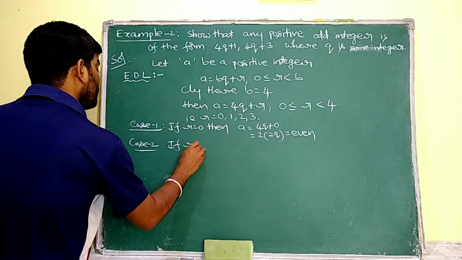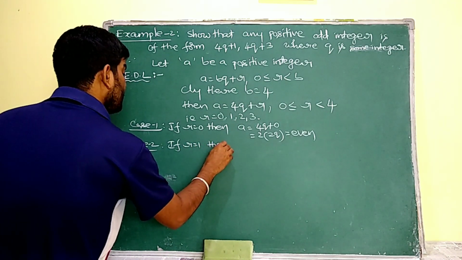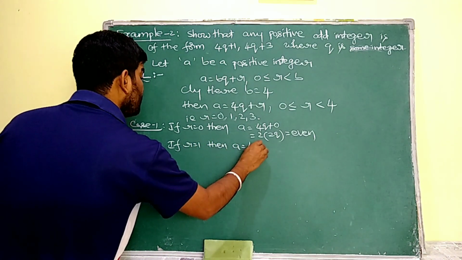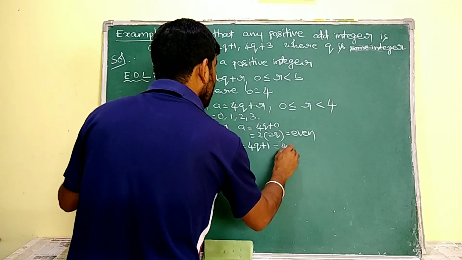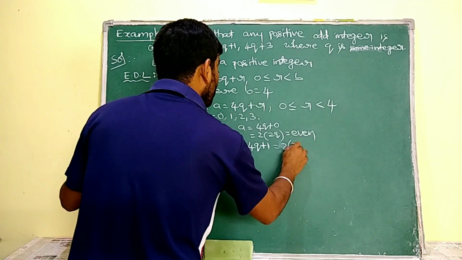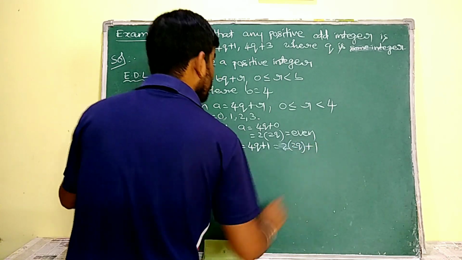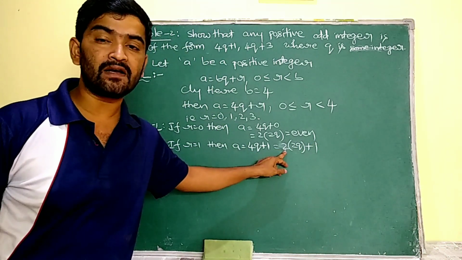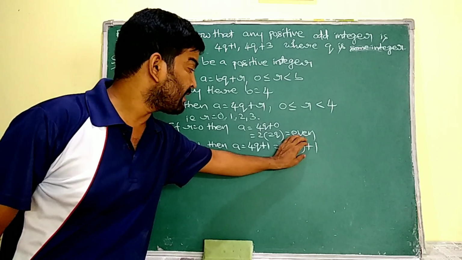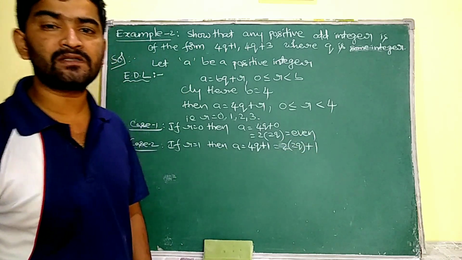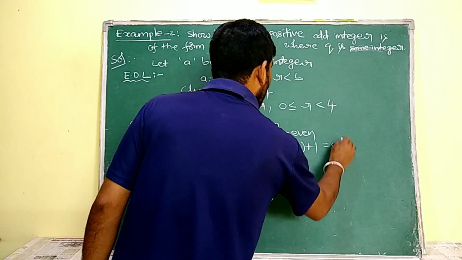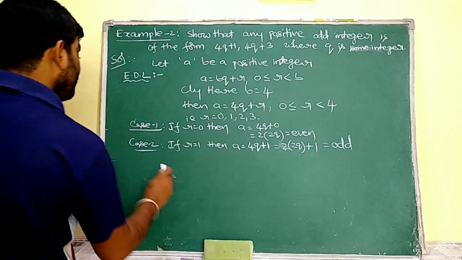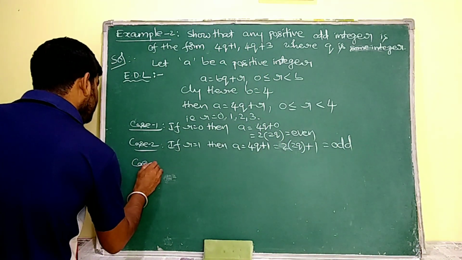If r is equal to 1, then a is equal to 4q plus 1, and this can be expressed as 2 into 2q plus 1. Just observe, this value has 2 into some number plus 1. 2 into something plus 1 is always an odd number, we know. Okay, now that is equal to odd. Now case 3.